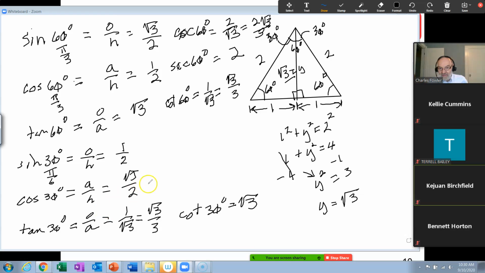Okay? Secant of 30 degrees, or pi/6, is the reciprocal of cosine, which would be 2 over root 3, or, if you don't like radicals in the denominator, 2 root 3 over 3. Okay? And finally, the cosecant of 30 degrees would be what?